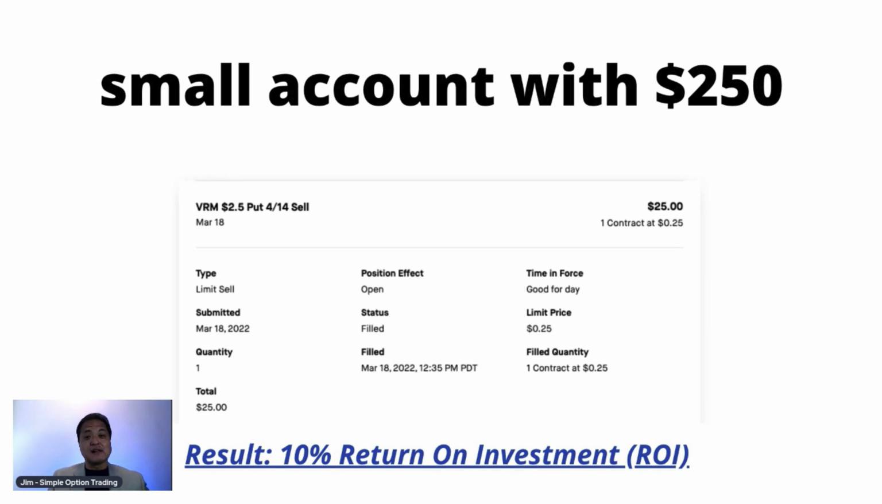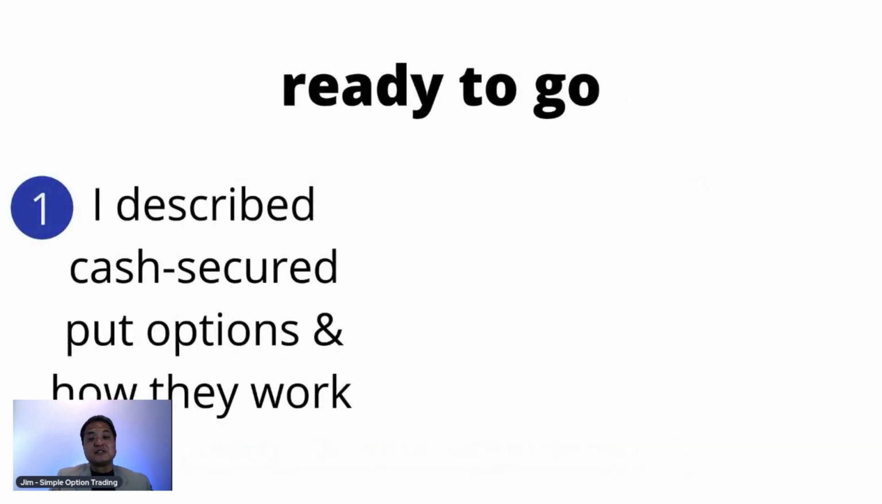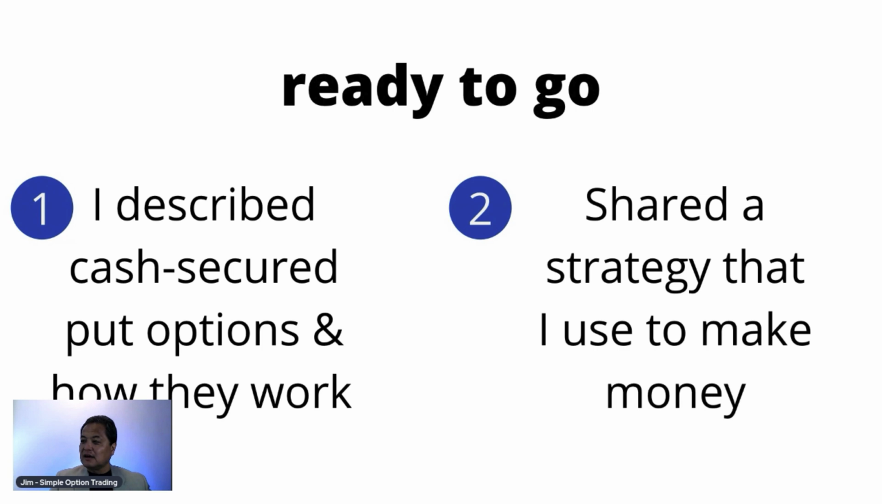So with $250, I was able to get a 10% return. All right. So I think with that, I've talked about cash secured puts. I talked about how they work. And I also shared with you the strategy that I'm using, right? So I'm selling the cash secured put. And if the option contract expires worthless, I keep the premium and I keep the collateral that it reserved, which is awesome. But if the option does get exercised, I'll get assigned the shares at the lower strike price, right?